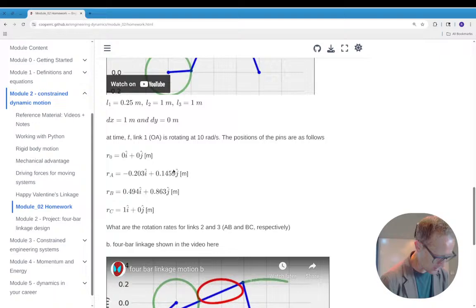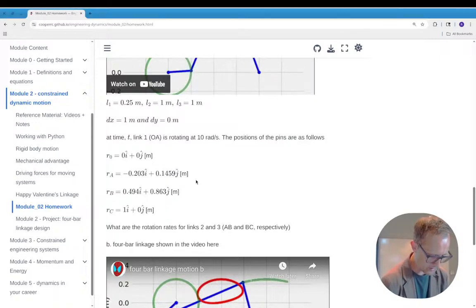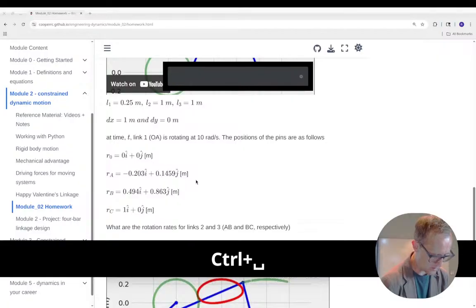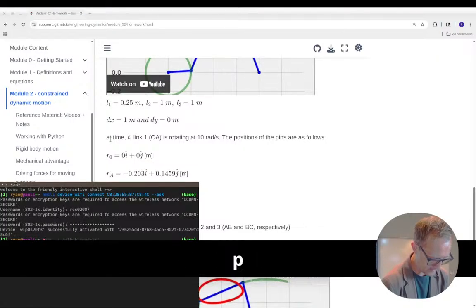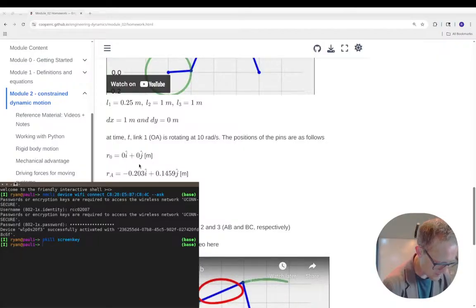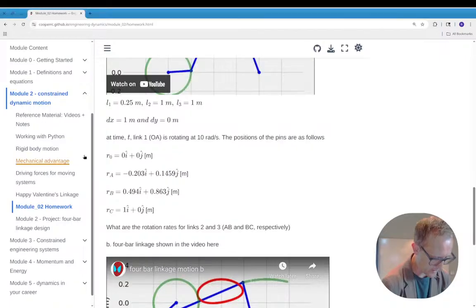So let's draw this out. Not screen key, I don't want screen key. Screen grab.